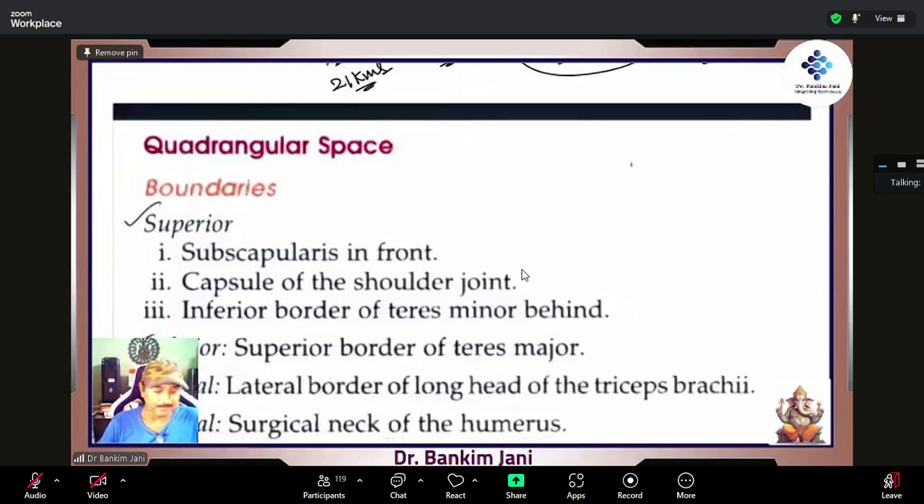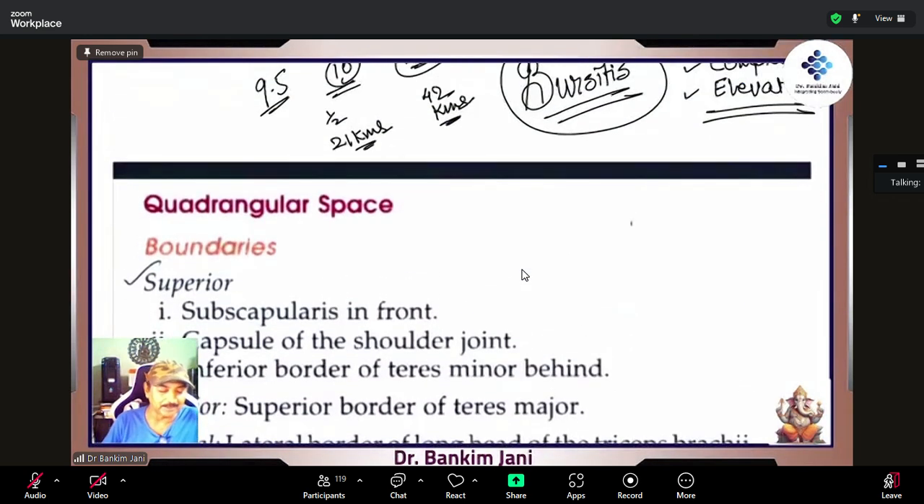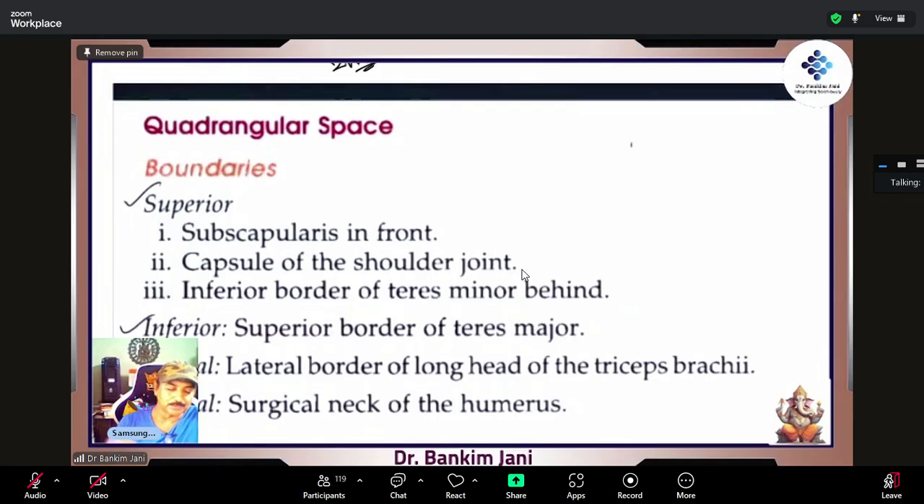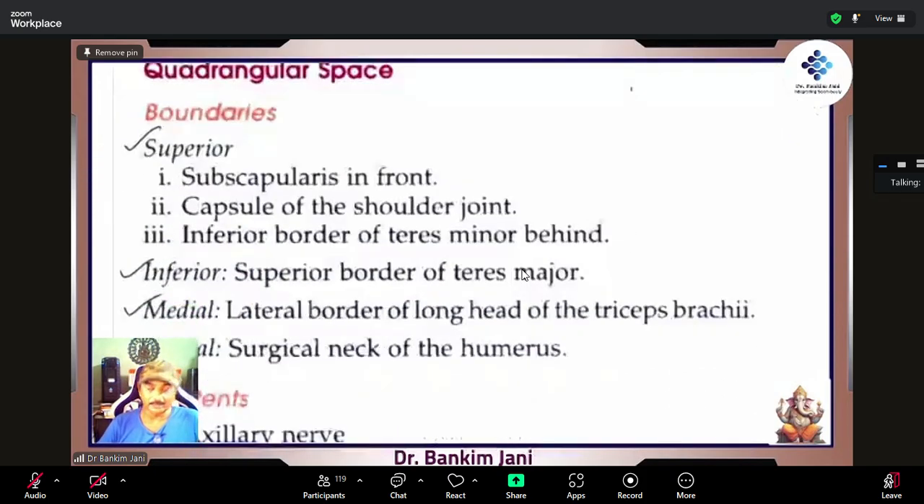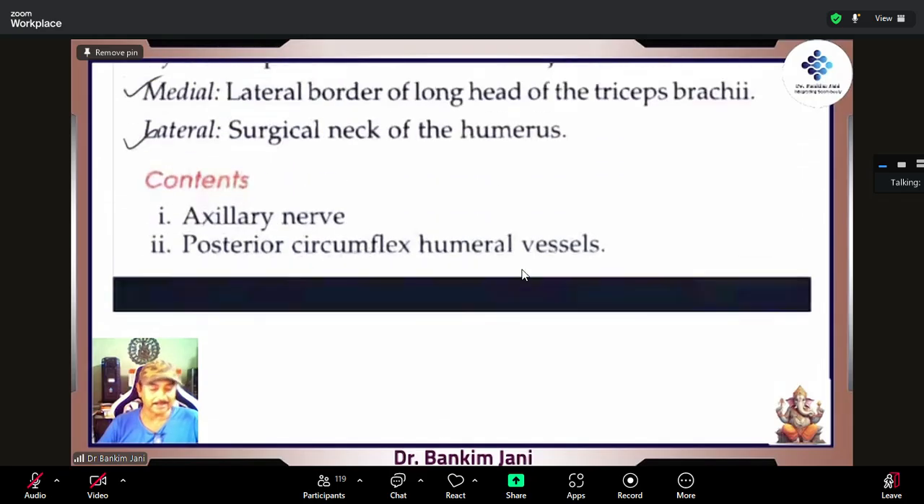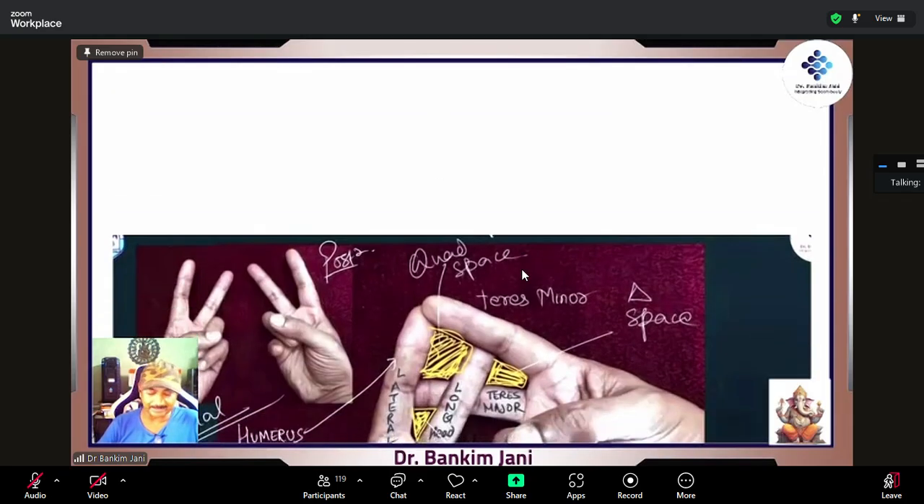Okay, this I need not teach. Quadrangular space, so superior, inferior, medial, and lateral, you know all those things, right? Subscapular is in front, capsule of the shoulder joint, inferior border of teres minor. This was the audio which you are supposed to speak, right? So those who have not done it, they can go for this, right? Axillary and posterior circumflex humeral vessels are passing through it.